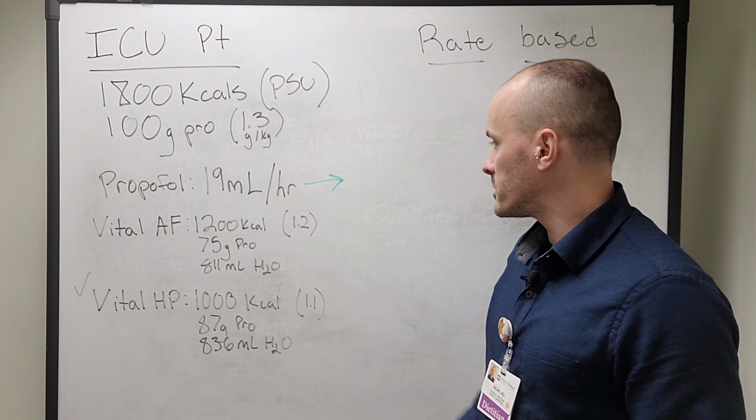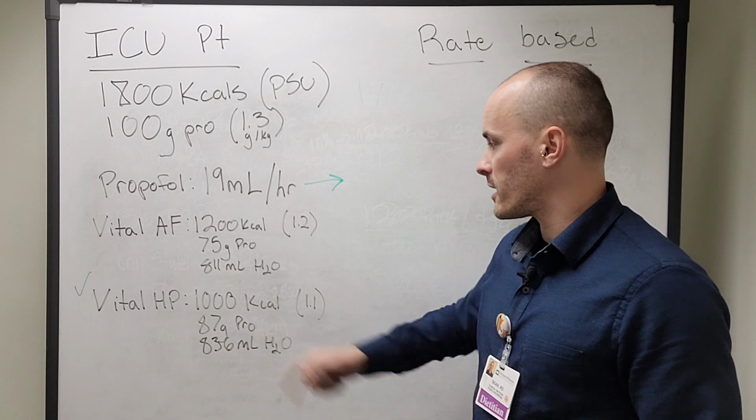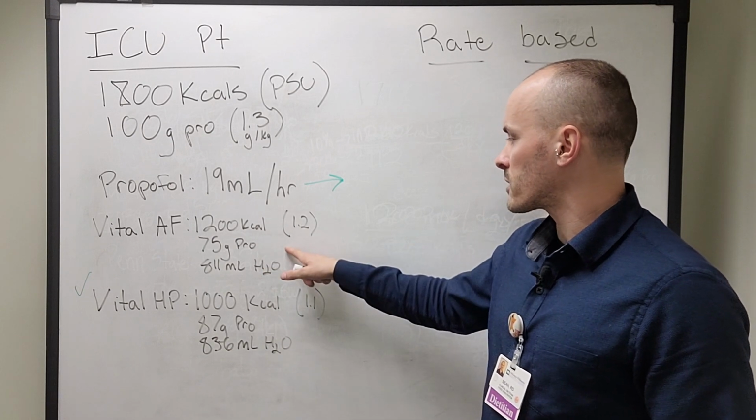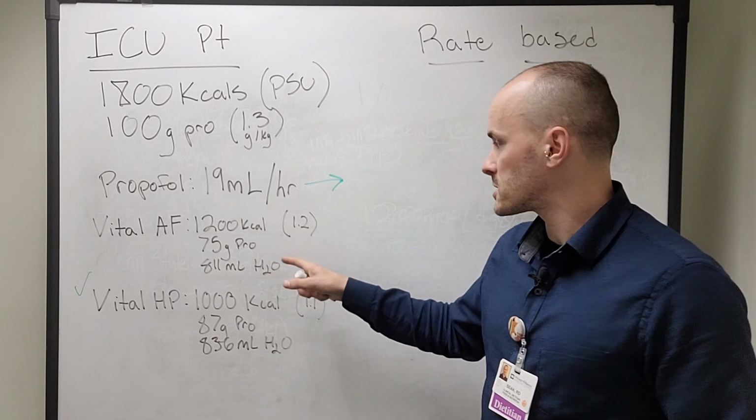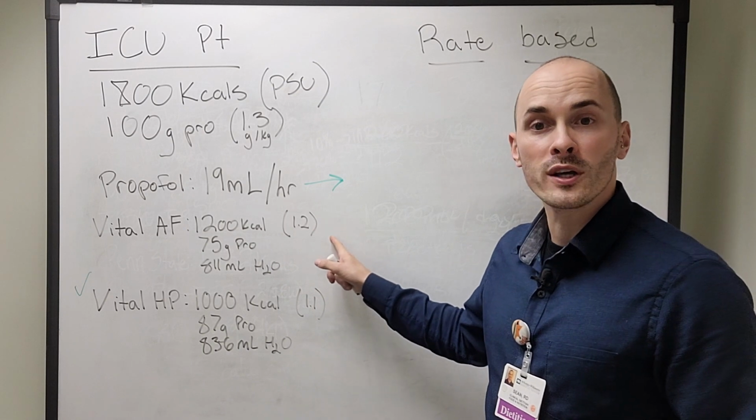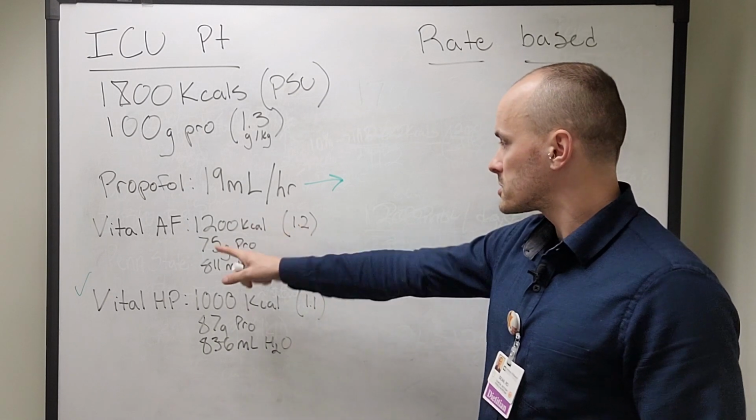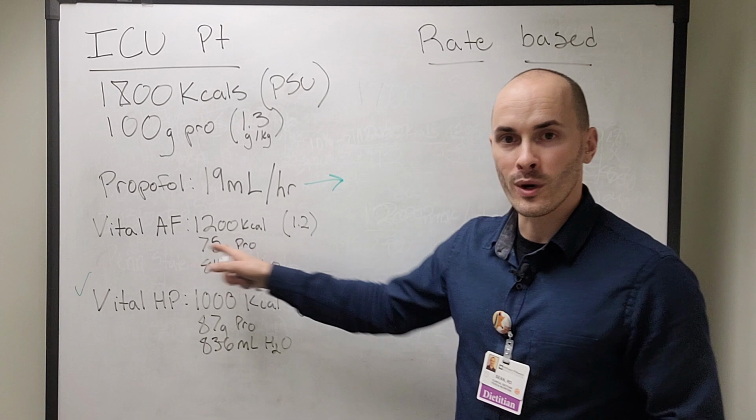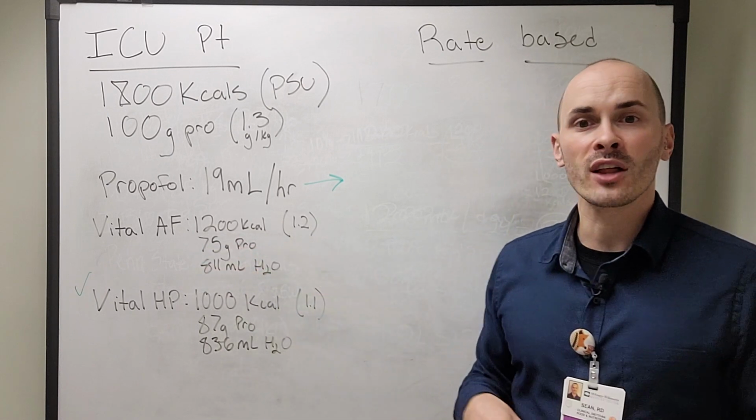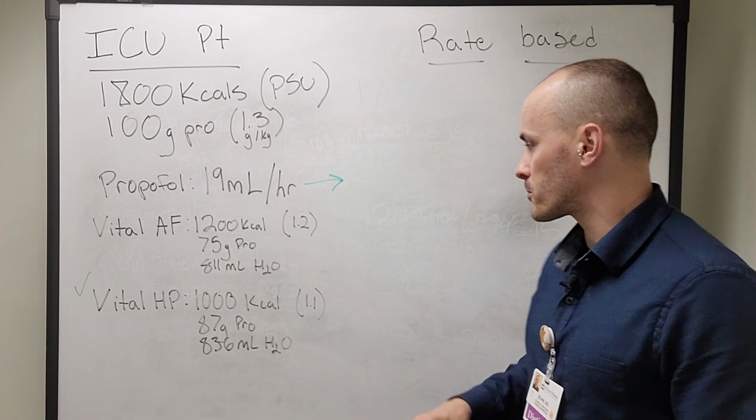And then we have two different formulas here. We have Vital AF and Vital HP. Real quick, Vital AF is an ICU specific formula. It's a 1.2 calorie per milliliter. So this 1,000 ml bottle or 1 liter bottle contains 1,200 calories and 75 grams of protein.